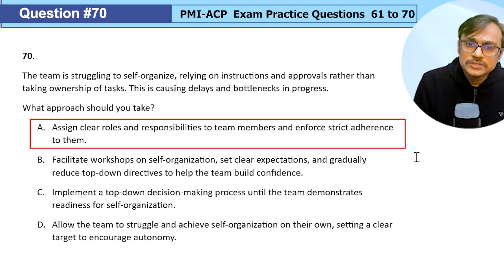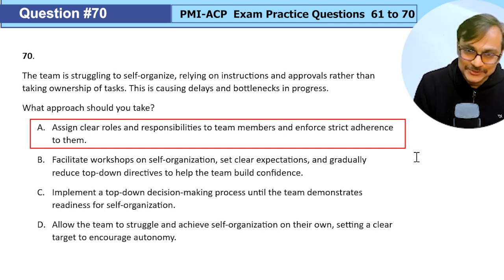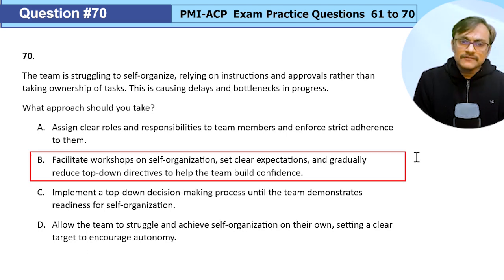Option A, assign clear roles and responsibility to team members and enforce strict adherence to them. Then you are making this problem permanent. They will always come to you. You can say, I am the guy who will tell who does what. Not a good idea. Option B, facilitate workshops on self-organizing, set clear expectations, and gradually reduce top-down directives to help them build confidence. Great. So initially, option B is saying you may give some directive, but you gradually reduce it and you are focusing on self-organizing.